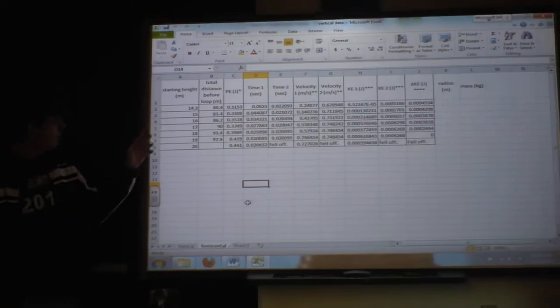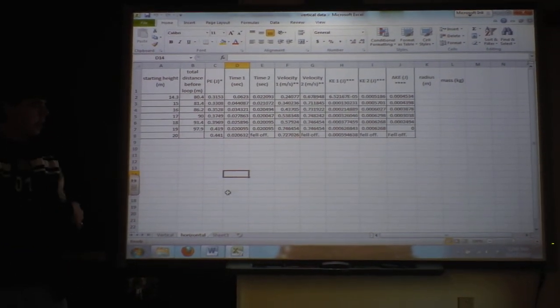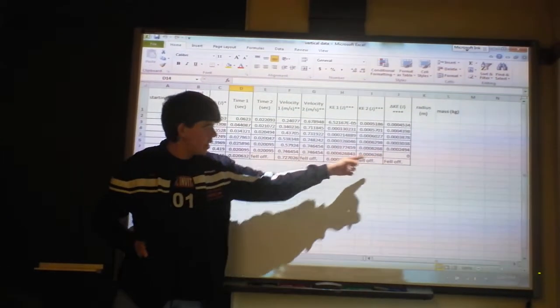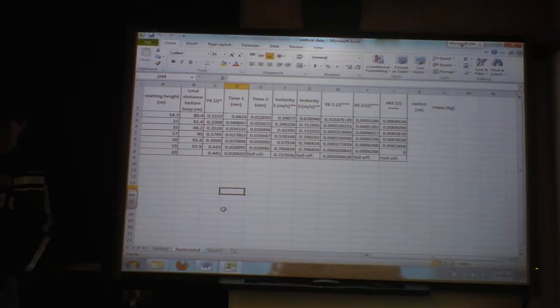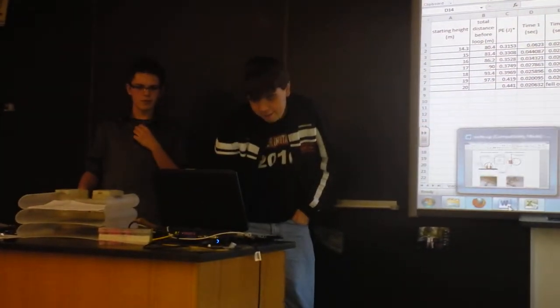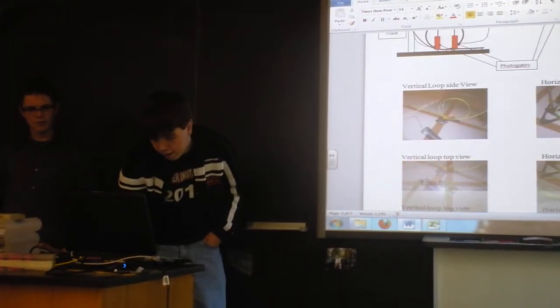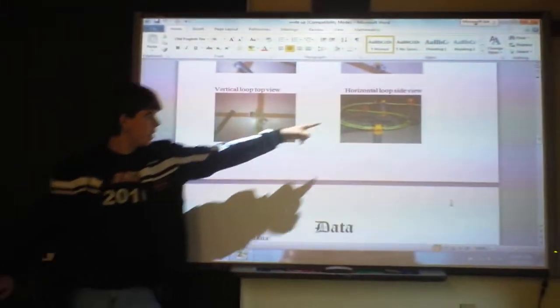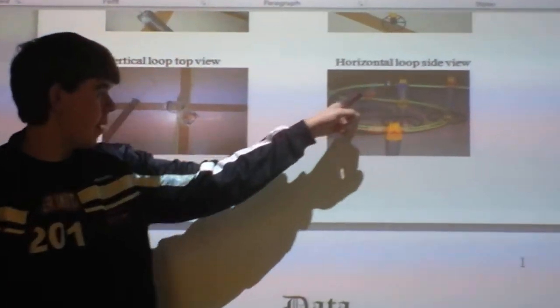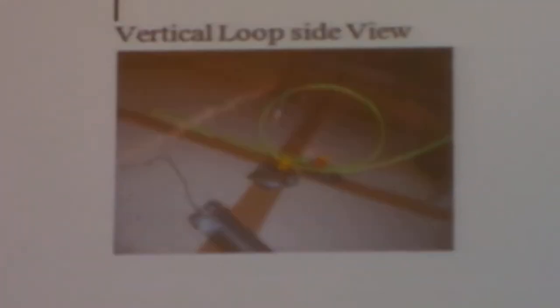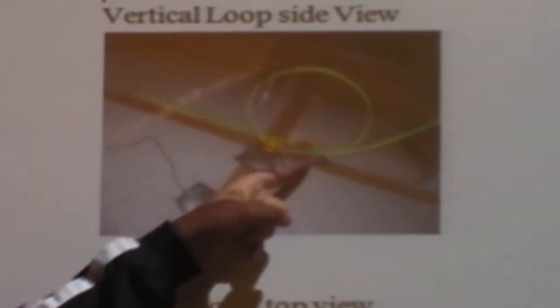This is the data from the horizontal loop. And as it went through the loop, the kinetic energy actually increased. Because, looking at it, it's really just a downhill that just kind of turns. You can see right here, it's still going downhill, just in a circle, but nothing too exciting. Not like the vertical loop, which actually goes up and fights against gravity more. We made roller coasters.